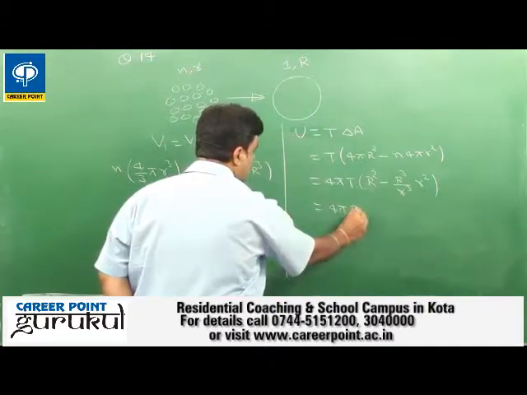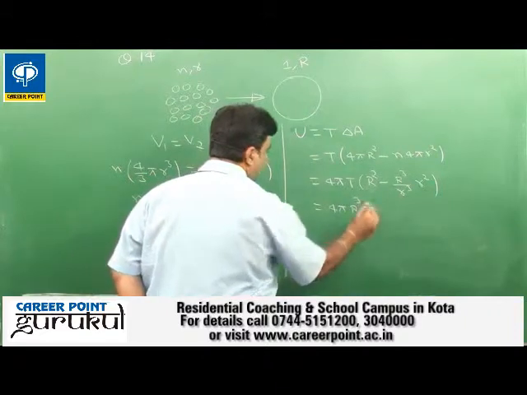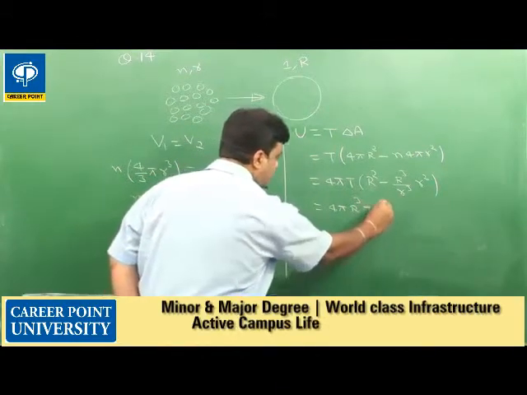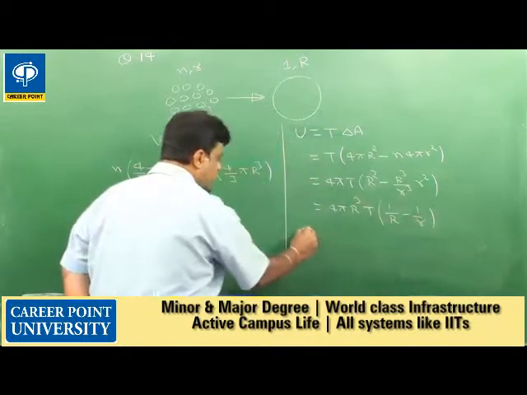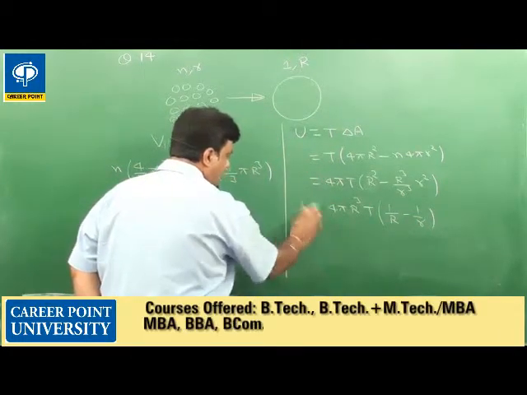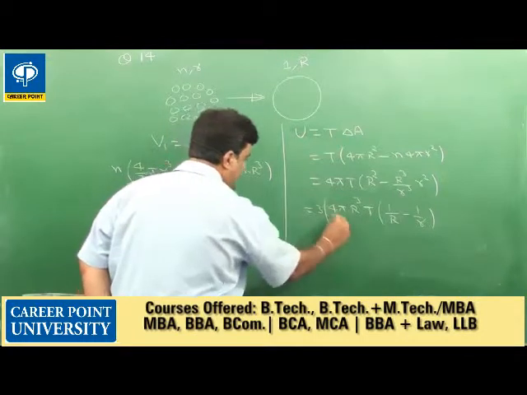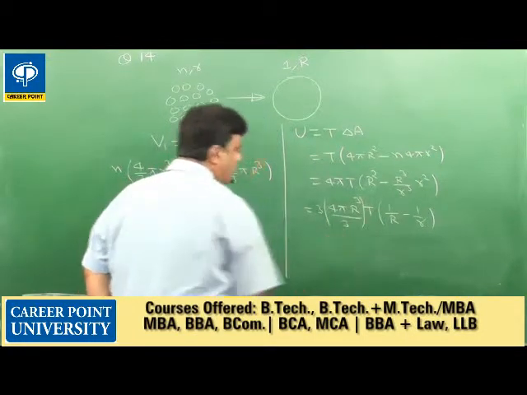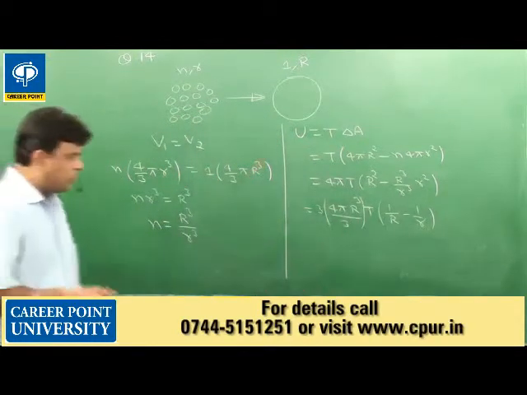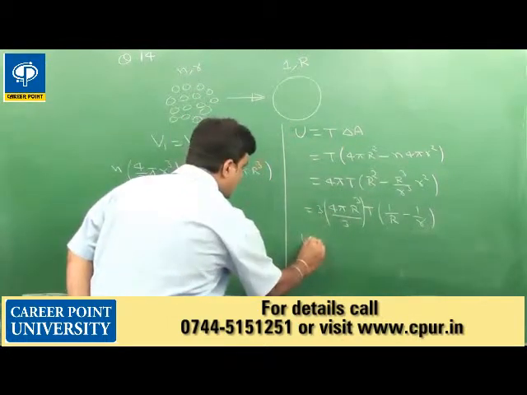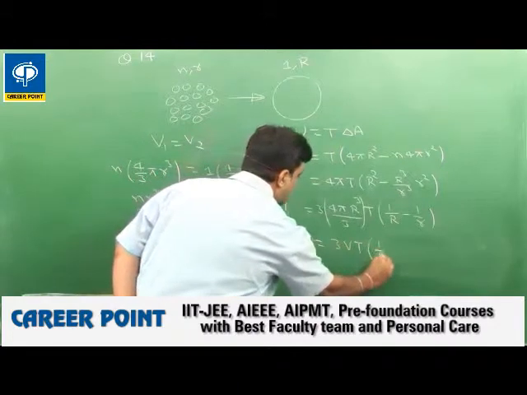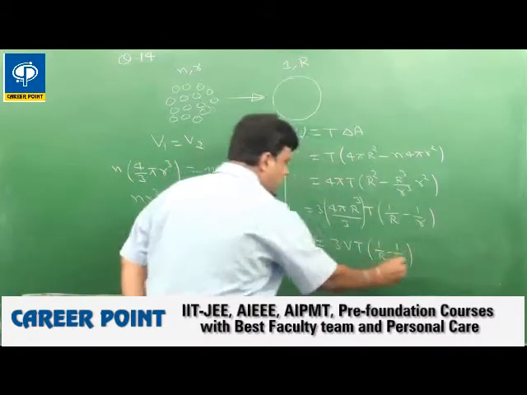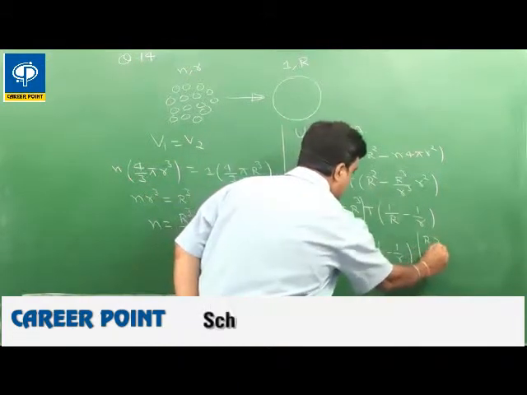Similarly, the common factor is R to the power 3, so we get 4 pi R to the power 3 T, 1 upon r minus 1 upon R. Now we express it in terms of volume. We multiply the expression by 3 and divide by 3. Then 4/3 pi R cubed is equal to the volume of the drop. Then the energy is equal to 3 V T, 1 upon r minus 1 upon R. We know that capital R is greater than small r.